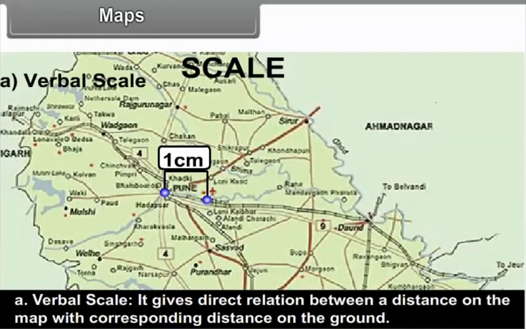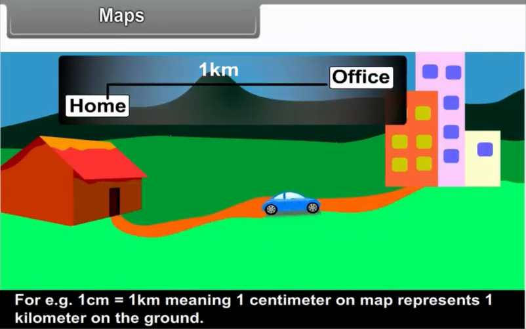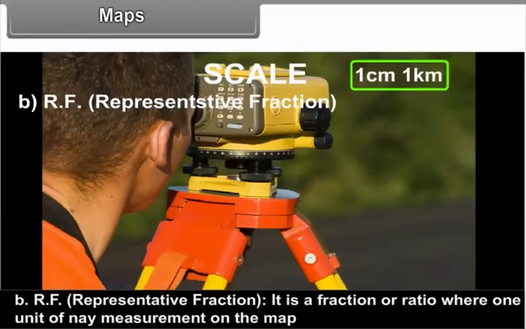A. Verbal scale. It gives direct relation between a distance on the map with corresponding distance on the ground. For example, 1 centimeter is equal to 1 kilometer, meaning 1 centimeter on the map represents 1 kilometer on the ground. B. RF, representative fraction.